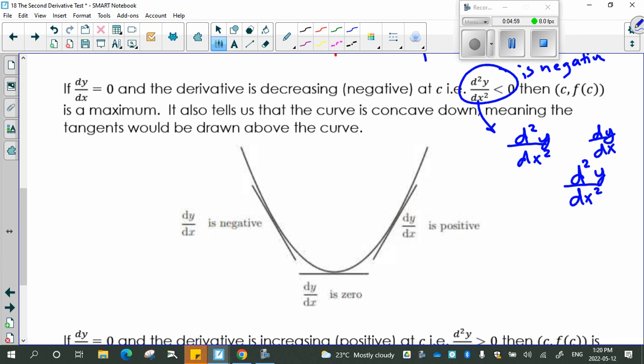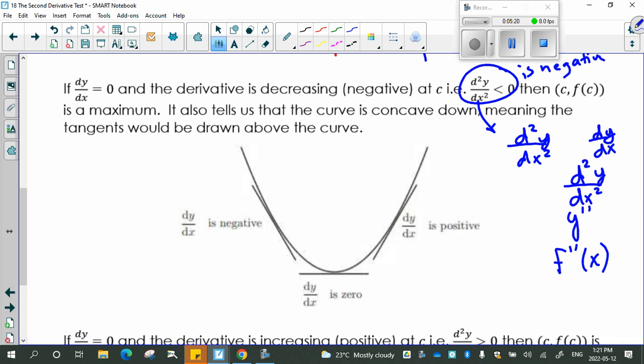Okay, so this 2 is between, it looks like an exponent, between the d and the y. Okay, this means y double prime. Okay, it means f double prime of x. Okay, it's just a Leibniz way of writing it. Okay.